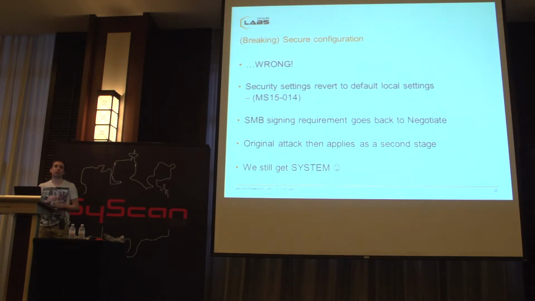What I found was that the security settings then revert to their default local configuration, which is exactly what we saw previously with SMB signing not being required. At which point you're in a negotiate-only standpoint again, which means the original attack we discussed previously then applies effectively as a second stage. And so even in that environment, theoretically, we can still get system.